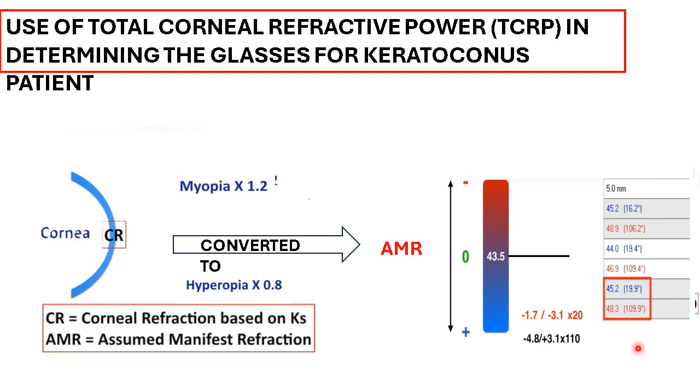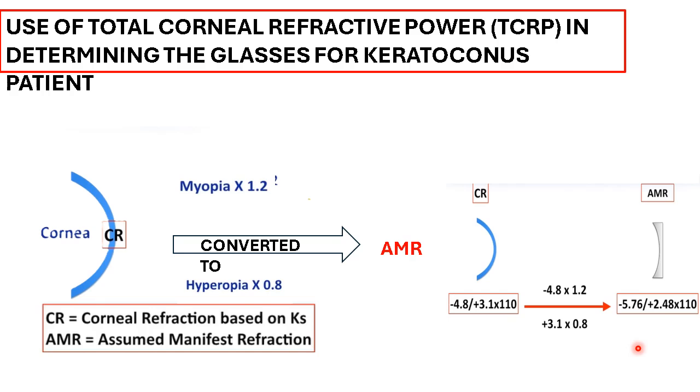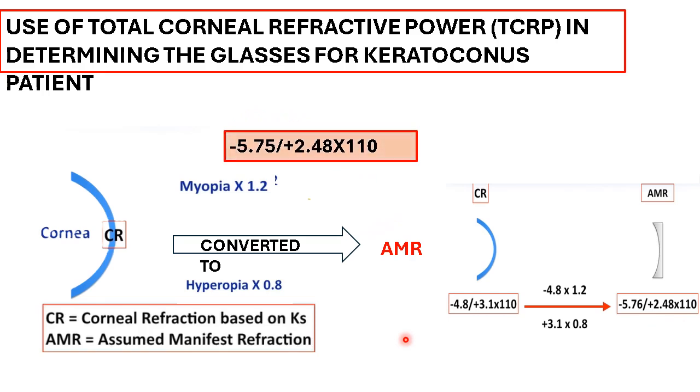This is the equivalent power, but we have to multiply this with the correction factor for myopia and hypermetropia. So we will multiply the minus 4.8, as it is myopia, with 1.2, and we multiply the plus 3.1 with 0.8. So we will have the final conclusion like this. When we multiply the myopic value with 1.2 and the hypermetropic value with 0.8, the final assumed manifest refraction will be minus 5.76 slash plus 2.48 in the x 110, and so on.